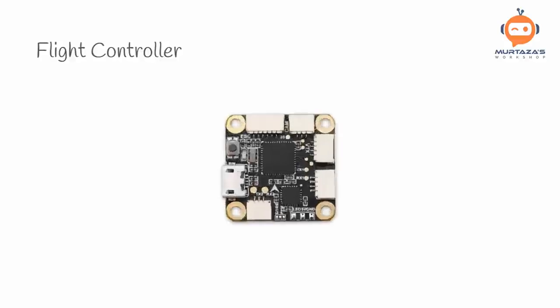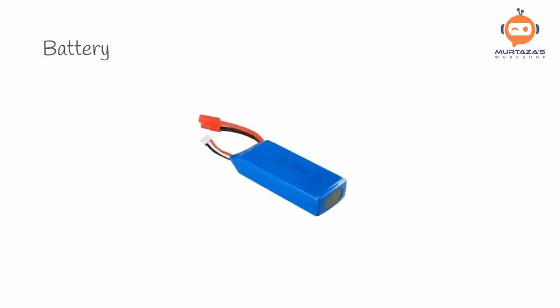The flight controller is the brain of the system and it decides what should be the speed of the motors based on the input received from the sensors and the receiver. The battery will power all the components of the drone. This has to be light and efficient at the same time to allow maximum flight time.